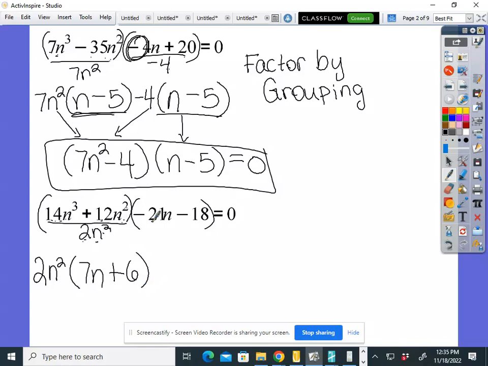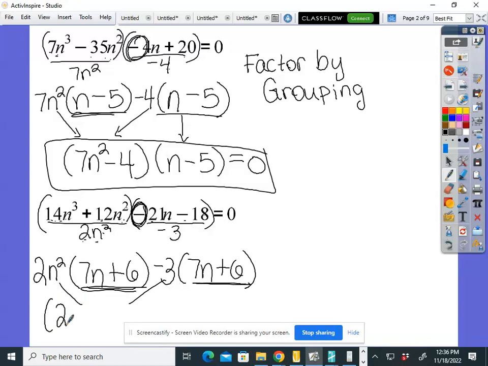Okay, then this one, negative 21n minus 18. Greatest common factor of 21 and 18 is 3. But since this is negative, we need to divide by a negative 3 to get it to match this. So we put negative 3, parentheses, 7n, 18 divided by negative 3 is 6. Remember, these have to match. So then we drop these down. We get 2n squared minus 3, and then 7n plus 6. We only need 1.